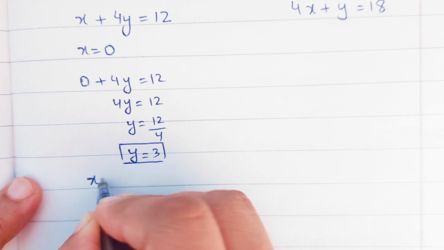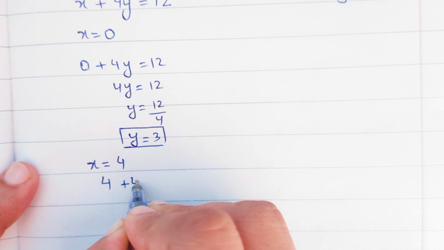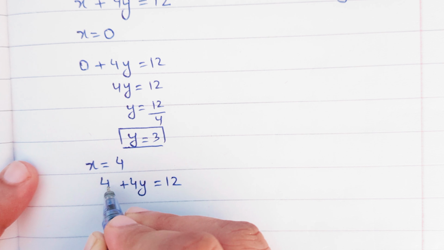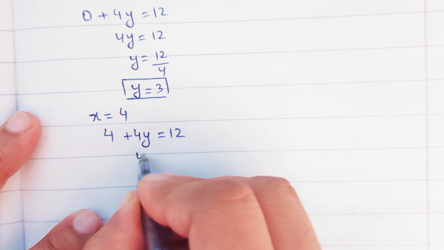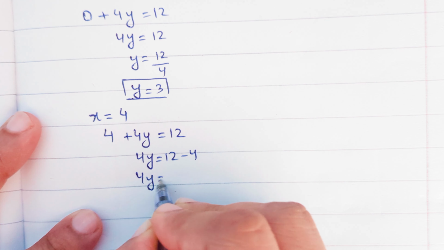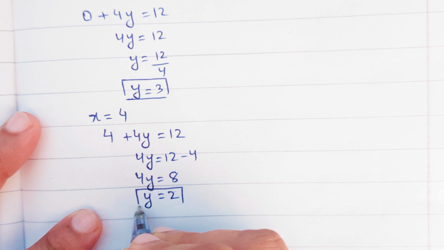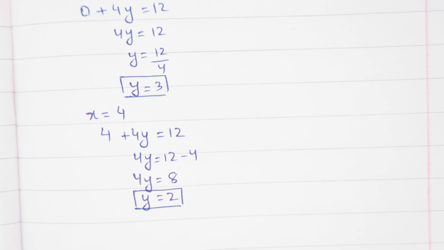When we will take x is equals to 4, it will be 4 plus 4y is equals to 12. Then we will move this 4 to the other side. It will become 4y is equals to 12 minus 4, which is 8. And so y is equals to 8 upon 4, that is 2. So we are getting the value of y is equals to 2.